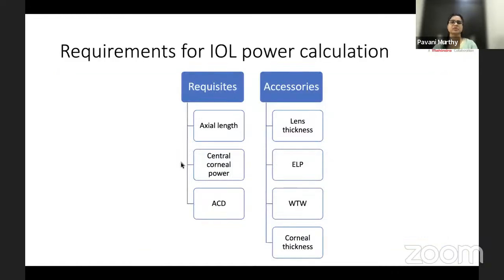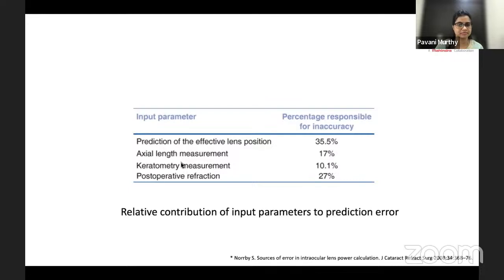So IOL power calculation, the prerequisites are a good axial length measurement, central corneal power, and AC depth. In addition to that, lens thickness, effective lens position, white to white, corneal thickness will add up to increase the accuracy of your measurements.